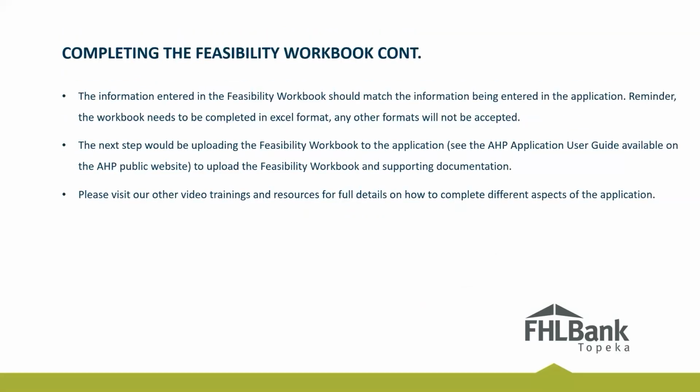The information entered in the feasibility workbook should match the information being entered in the application. Reminder, the workbook needs to be completed in Excel format. Any other formats will not be accepted. The next step would be uploading the feasibility workbook to the application. See the AHP application user guide available on the AHP public website to upload the feasibility workbook and supporting documentation. Please visit our other video trainings and resources for full details on how to complete different aspects of the application.